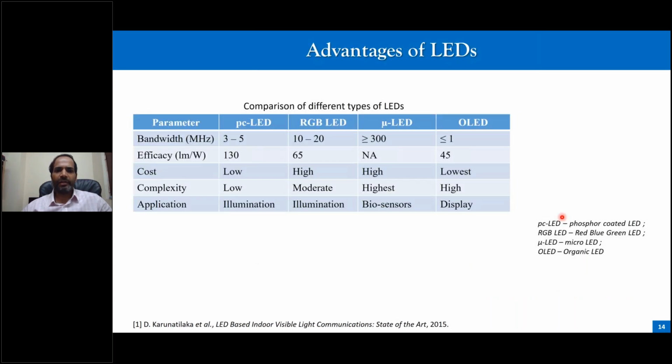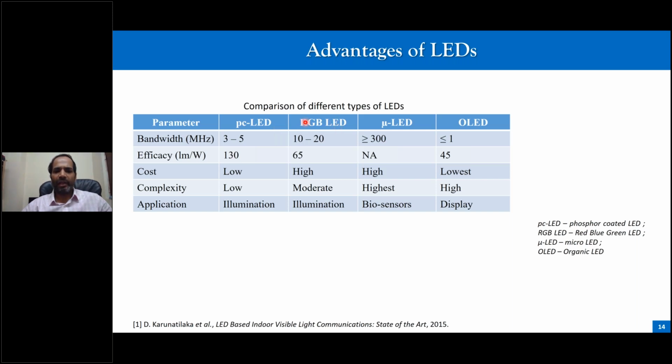What are the various kinds of LEDs that we have? We have phosphorus coated LEDs, red, green, blue LEDs, micro LEDs, and organic LEDs. So various flavors of LEDs are available. At IIT Delhi, we have been focusing only on phosphorus coated LEDs. Why? Because this is the one that you use at your home for illumination purposes, and it is obvious that if we can use them, nothing like it.